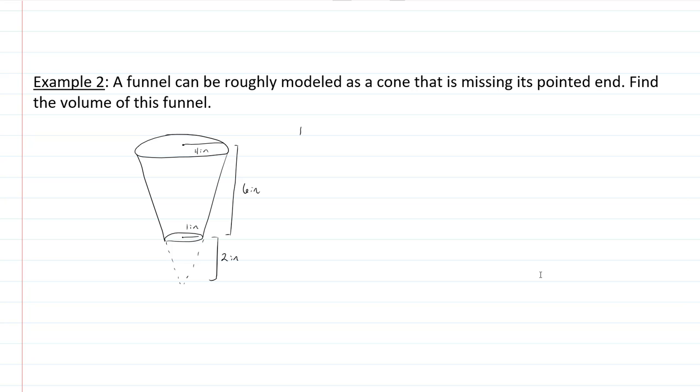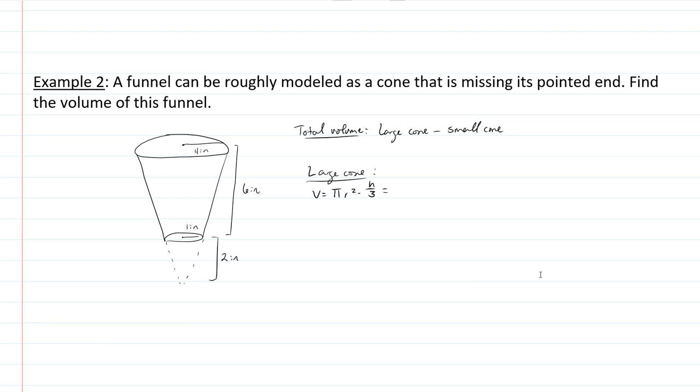So we see that the total volume will be the large cone minus the small cone volume. So we have to find both. Let's start off with the large cone. Volume equals pi r squared times height over 3, like before.